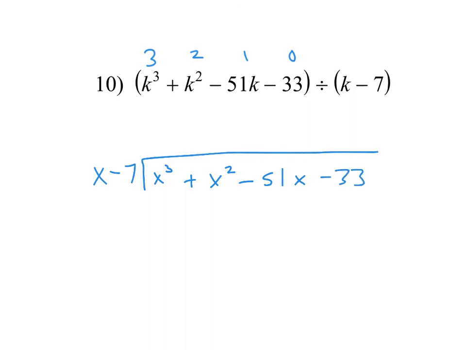So where do we start? So what times x gives us x cubed? x squared. Then what do we do? Multiply it by both things outside. So what's x squared times x? x cubed. And what's x squared times negative 7? Negative 7x squared. Again, if you keep everything in line, it kind of hints at what is going to come next.